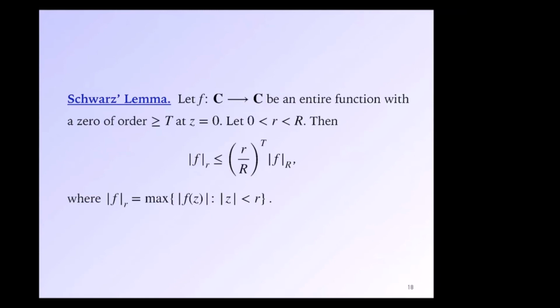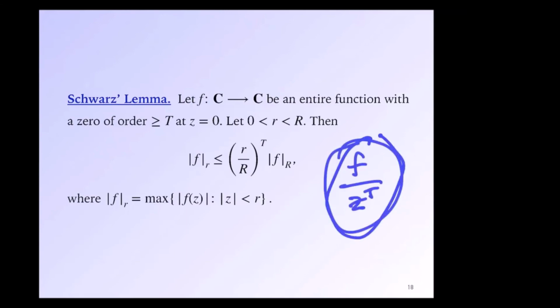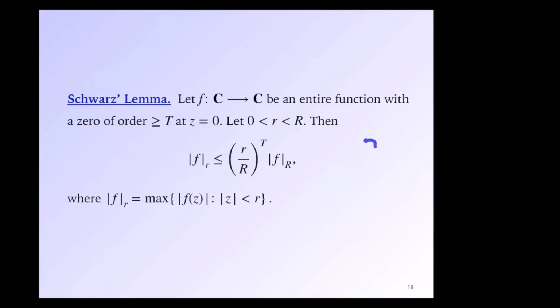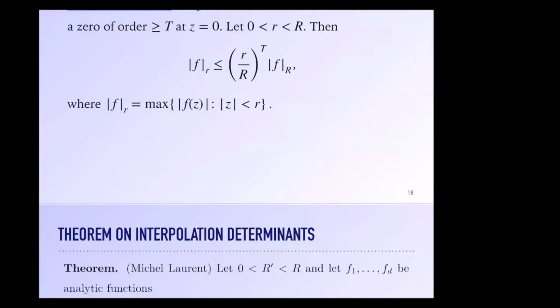All right, so I think this is very familiar, so I'm not going to prove this. The proof is the same as what I did for Baker's lemma. You take your f and you divide it by z to the t, and you say this function is entire because we have our derivative, and then you use the maximum modulus principle on that function. Okay, so that's the very quick summary of the proof.